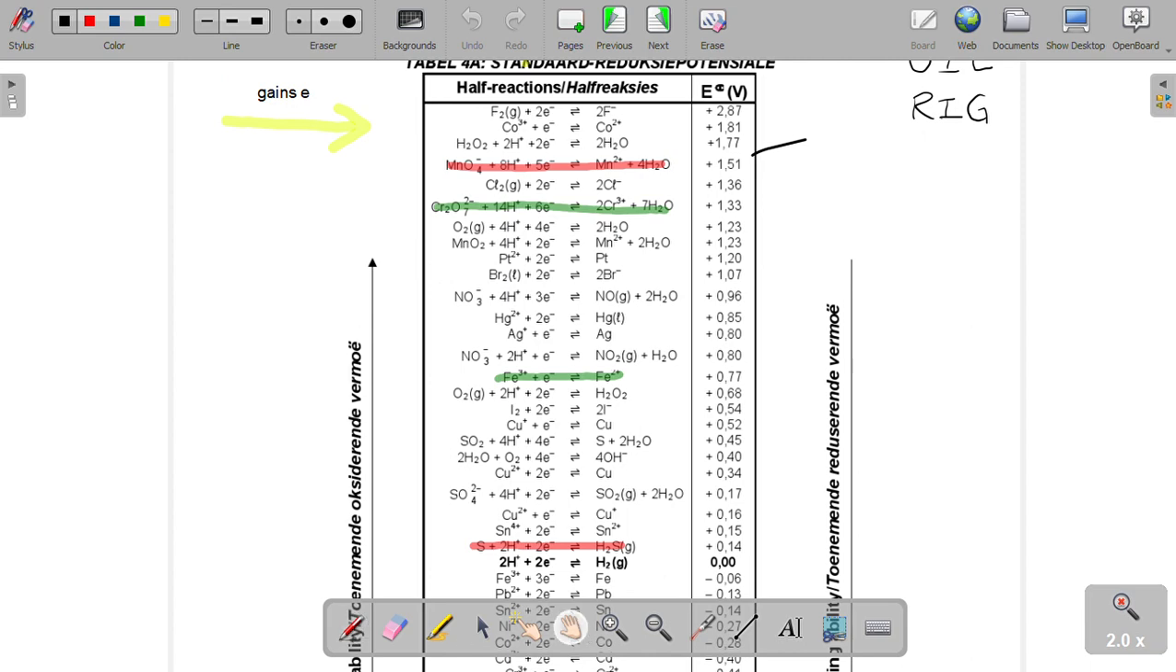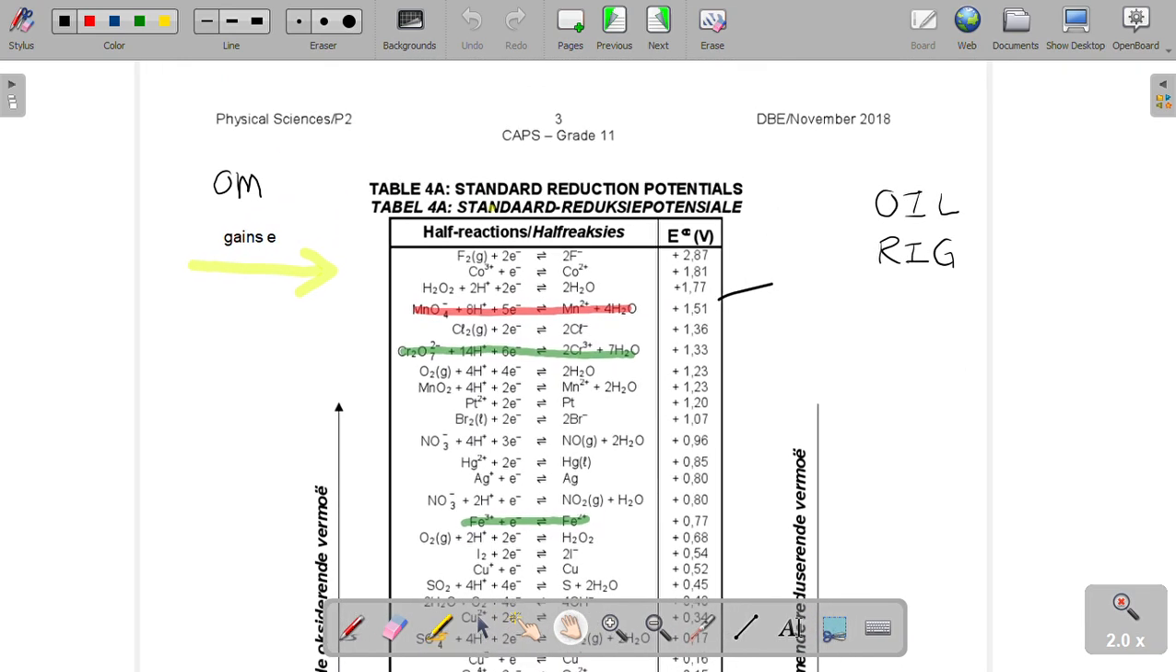Then we are using this table. I actually think there's a new one. This one still says 2018. But anyway, you've got your oxidizing agents here.